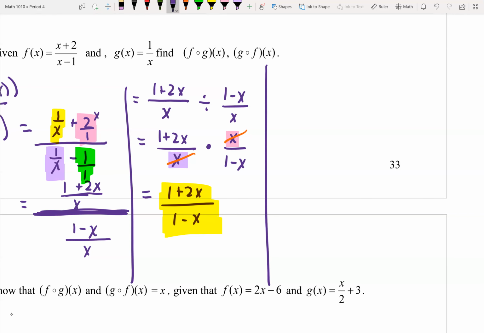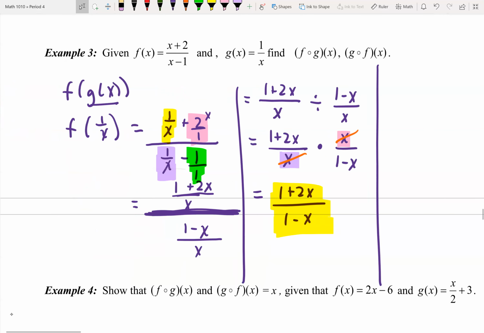Draw a line. We're going to do it 3 more times with fractions. So I think it's going to click. It's just going to take a minute, okay? Okay, let's do the next one.